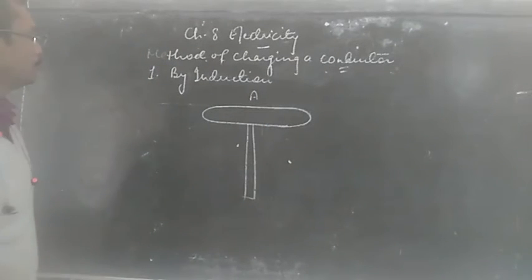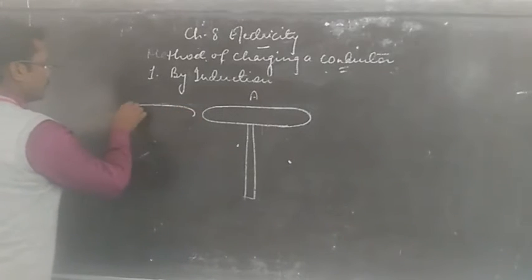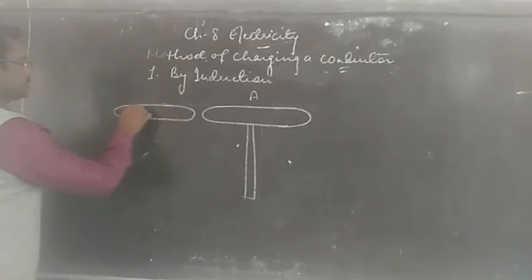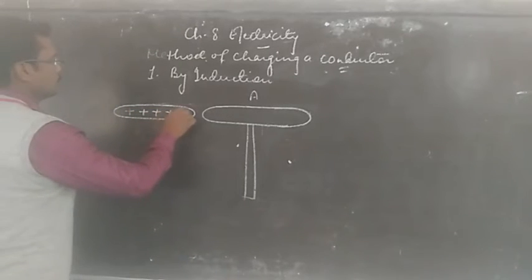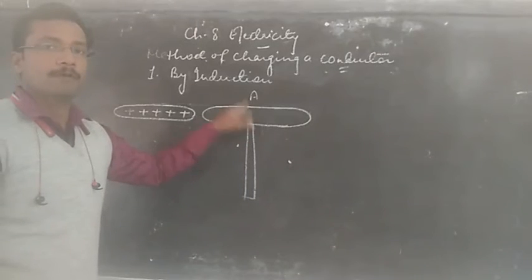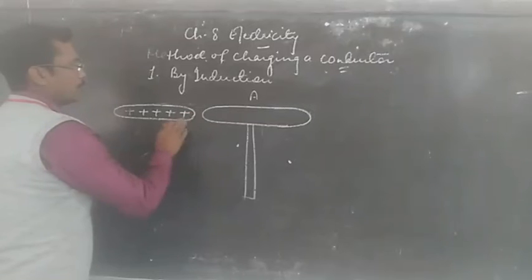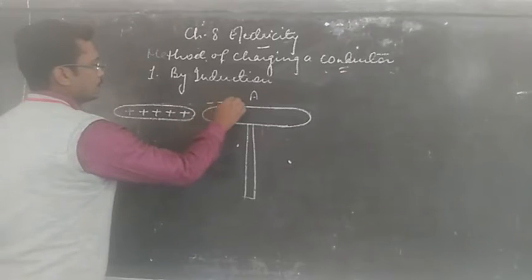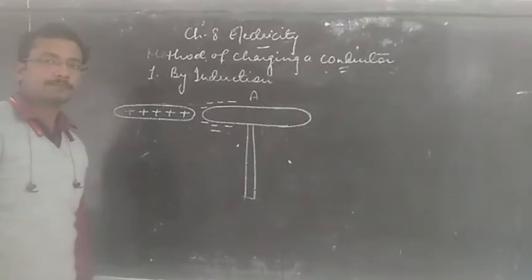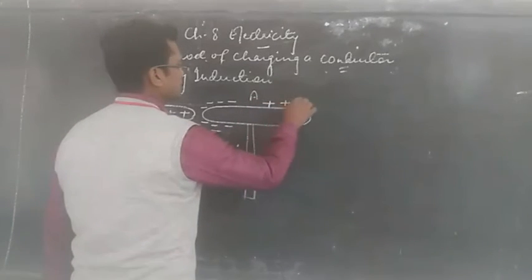As I said, we have to bring another charged body which is kept close to the conductor. Say this is a positively charged glass rod which is kept close to this conductor. Now as a result, the closer end will acquire negative charge. This is how negative charge will be acquired in the closer end, whereas the farther end will have positive charge.